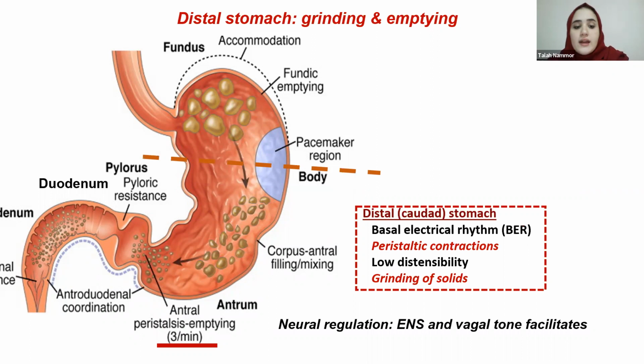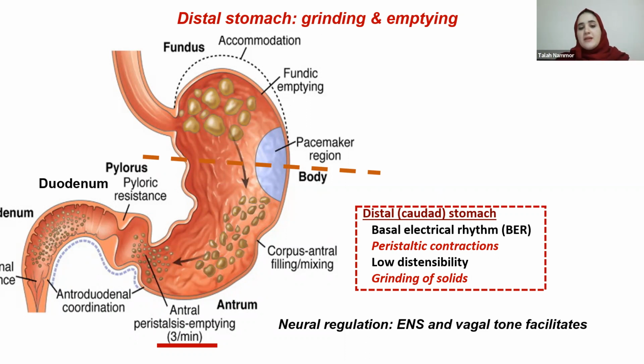The distal stomach in here is different than the fundus. Why? Because, guys, as you can see, here the fundus ends, and then we have this very unique area called the pacemaker region. What is the pacemaker region? The pacemaker region is the region that releases the basal electrical rhythm. It decides the basal electrical rhythm. What is the basal electrical rhythm? It's basically electrical signals that stimulate the peristaltic contractions.